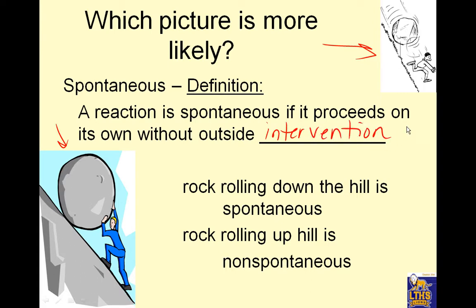So a rock rolling down the hill is spontaneous. A rock rolling up a hill is not spontaneous. Have you ever seen a rock roll up a hill on its own? No. But have you ever seen a rock roll down a hill? Once it gets started, it's rolling. So spontaneous is a process that occurs on its own without outside intervention.